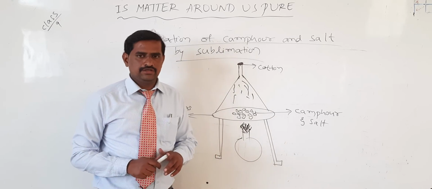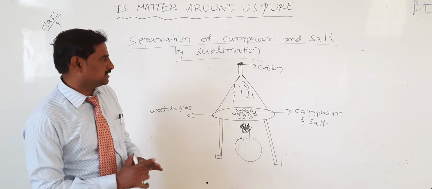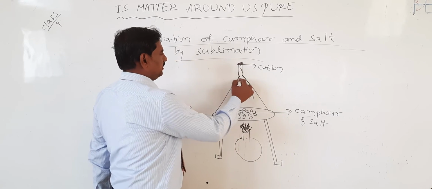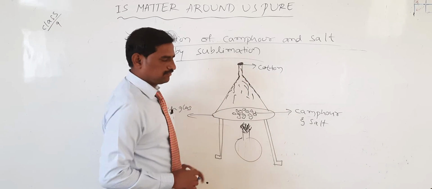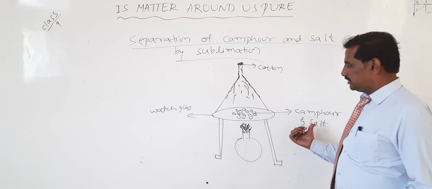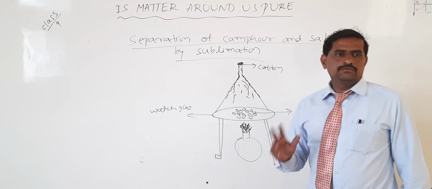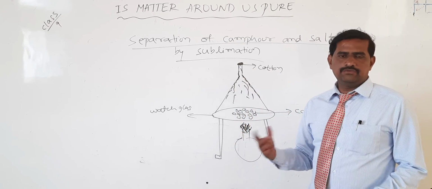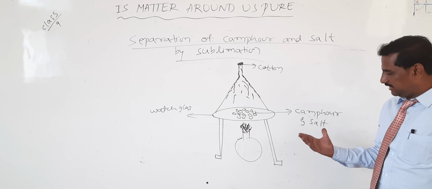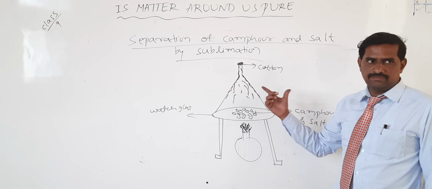Stop the supply of heat. Then after some time, allow it to cool without disturbance. Then the solid camphor will be collected at the edges or at the surface of the inverted funnel. The salt remains on the watch glass, but the camphor collects on the surface of the inverted funnel. By this method we can separate two solids like camphor and salt, the separation of camphor and salt by the sublimation process.